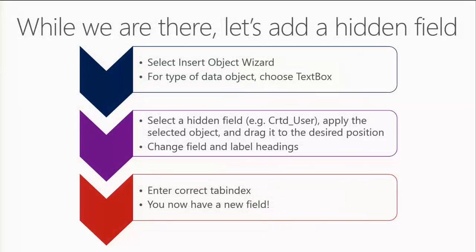So while we're there, you can add a hidden field by selecting the object wizard, which you're going to, you want to talk a little bit on adding those at all?